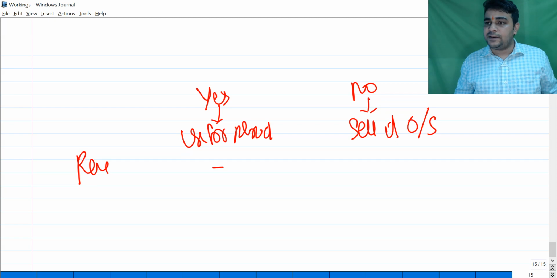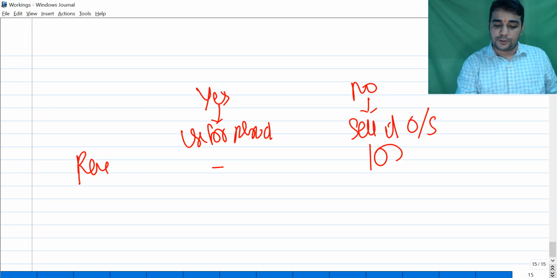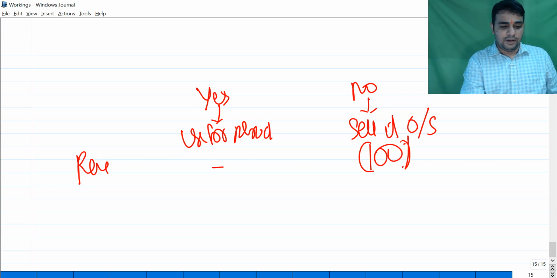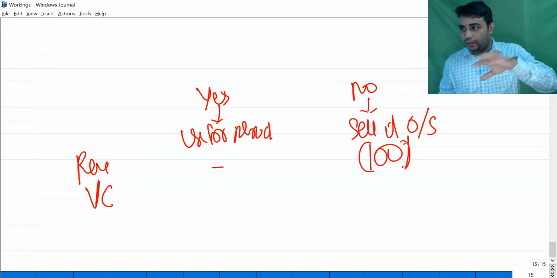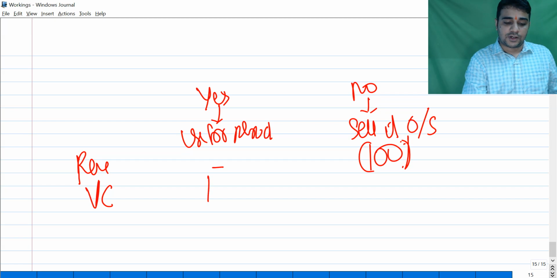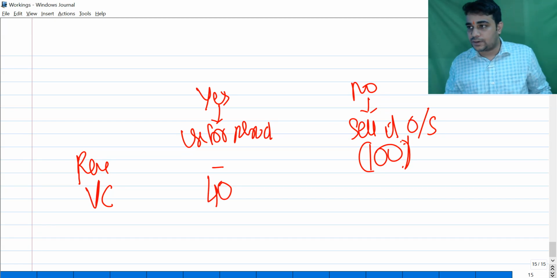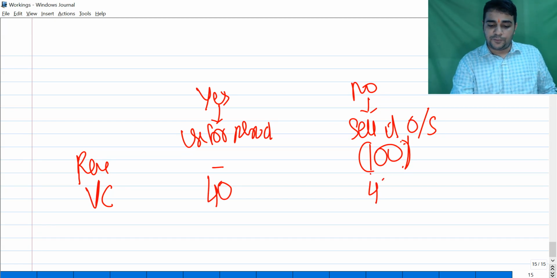So on this side revenue is not there. On this side let's assume you are earning a revenue of 100 rupees. I am writing it in brackets, okay. Revenue is in brackets. Variable cost: if you are using it for your internal use, you will incur a variable cost of 40 rupees. This side also will be 40.